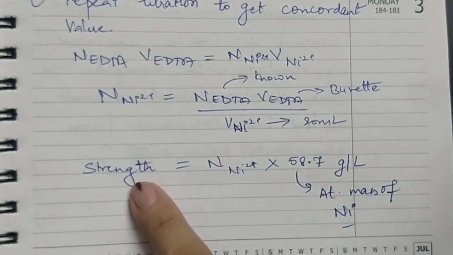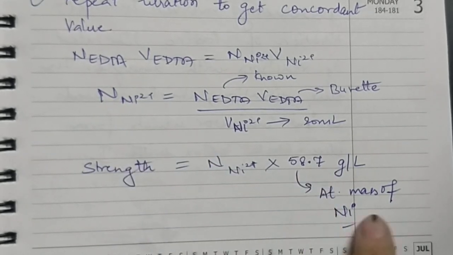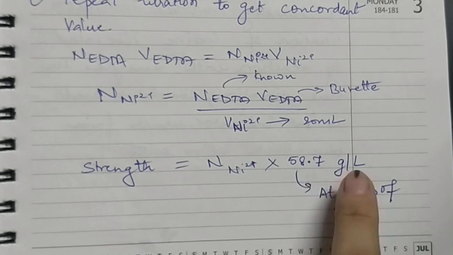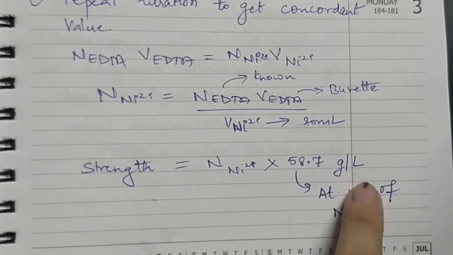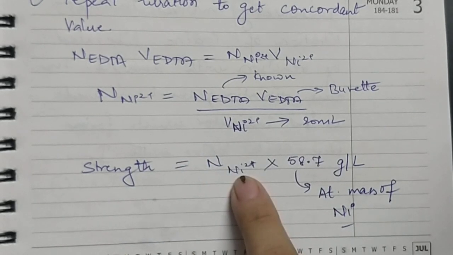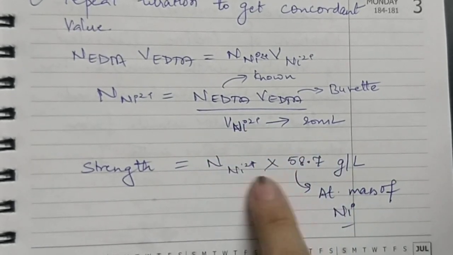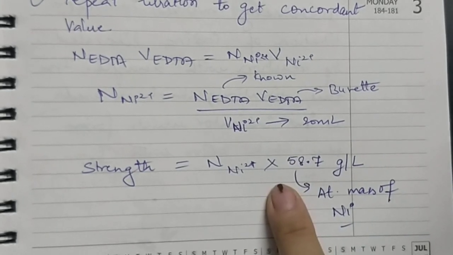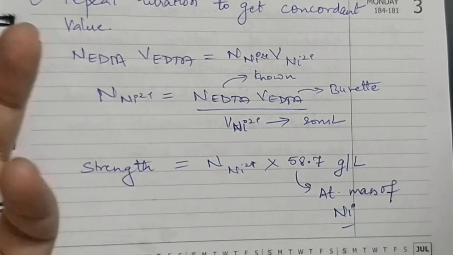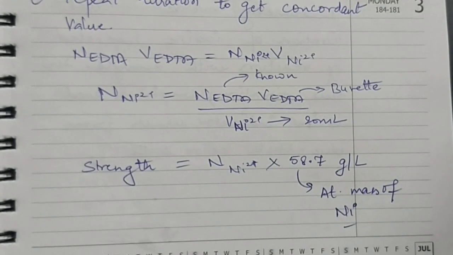So the strength can be calculated by normality of nickel solution into the atomic mass of nickel, that is 58.7. The unit will be in grams per liter. The value that will come out from this is that much gram of nickel is present in 1 liter of your unknown solution. That was it with this practical.